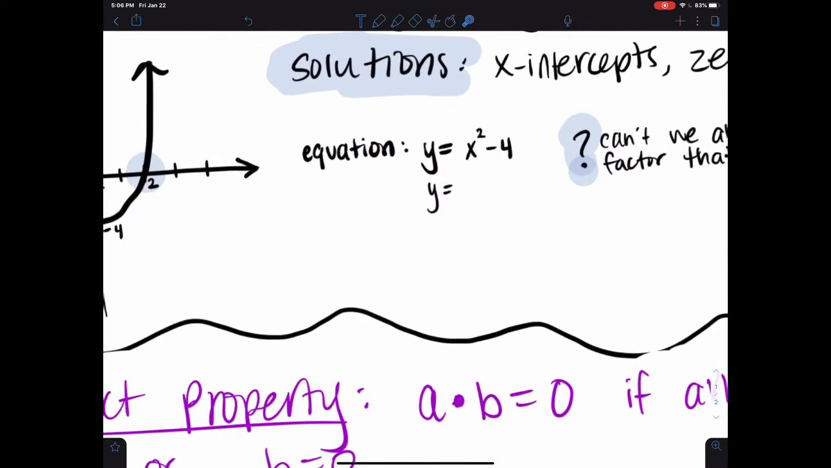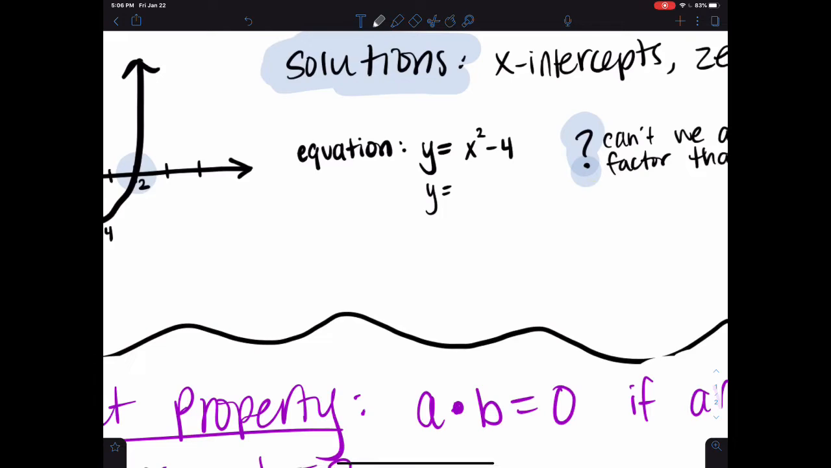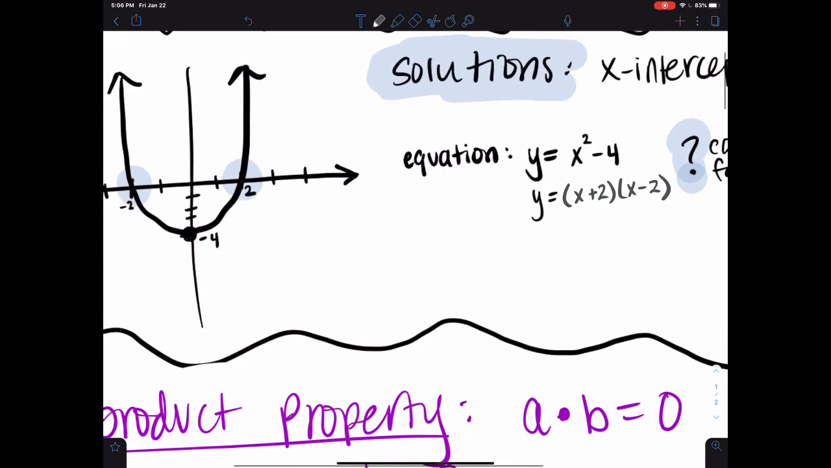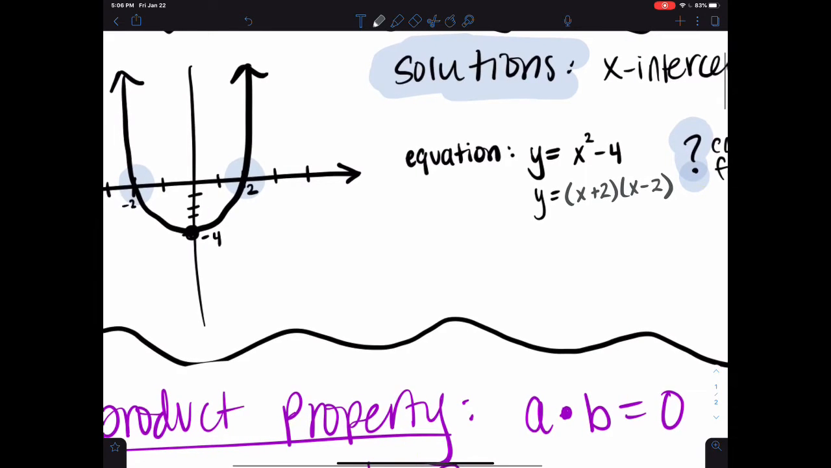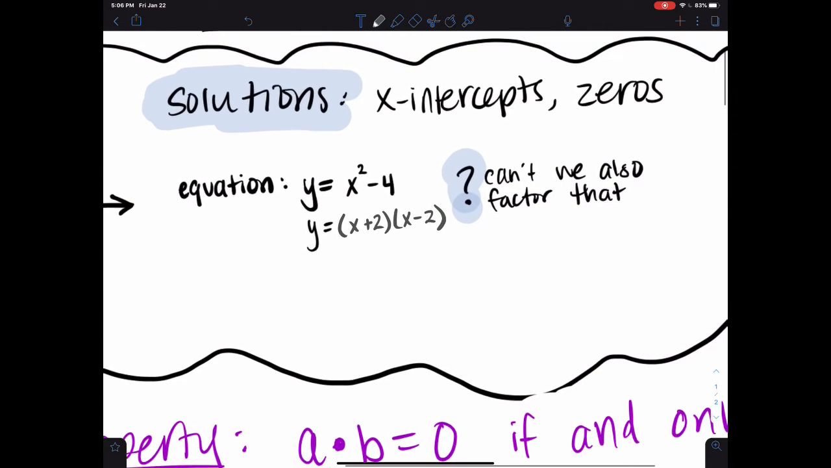When I factor this difference of squares equation, I end up with factors of x plus 2 and x minus 2. You'll also notice that that's exactly the points where this graph crosses the x-axis. Now, how am I getting the values of -2 and +2? Well, really, because it's where the graph crosses the x-axis, it's where that y value equals 0.